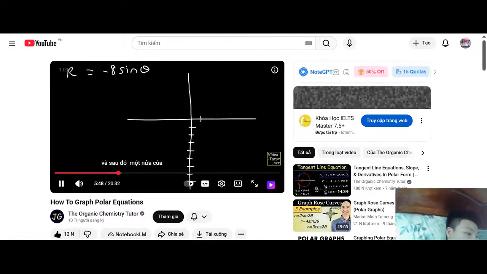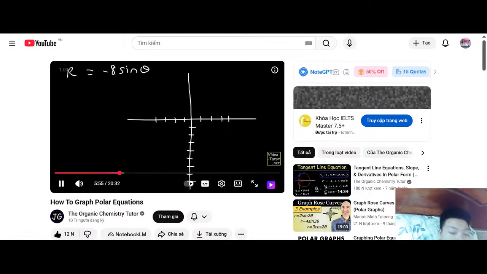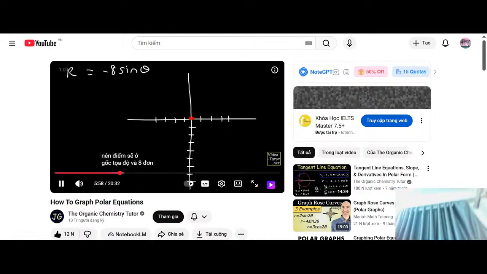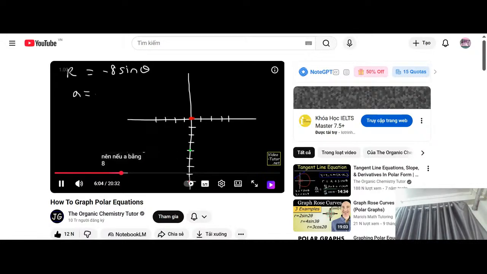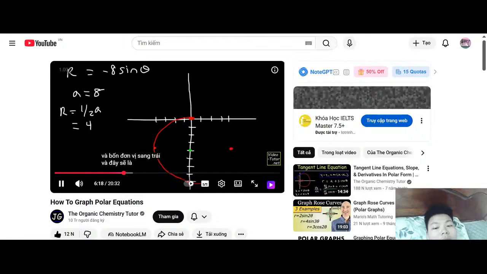And then half of A, or 4 units to the right, and 4 units to the left. So the point is going to be at the origin and 8 units down. The center is 4 units down. So if A is 8, the radius is 1/2 of A, which is 4. So we got to travel 4 units to the right from the center and 4 to the left. And so this is going to be the graph.